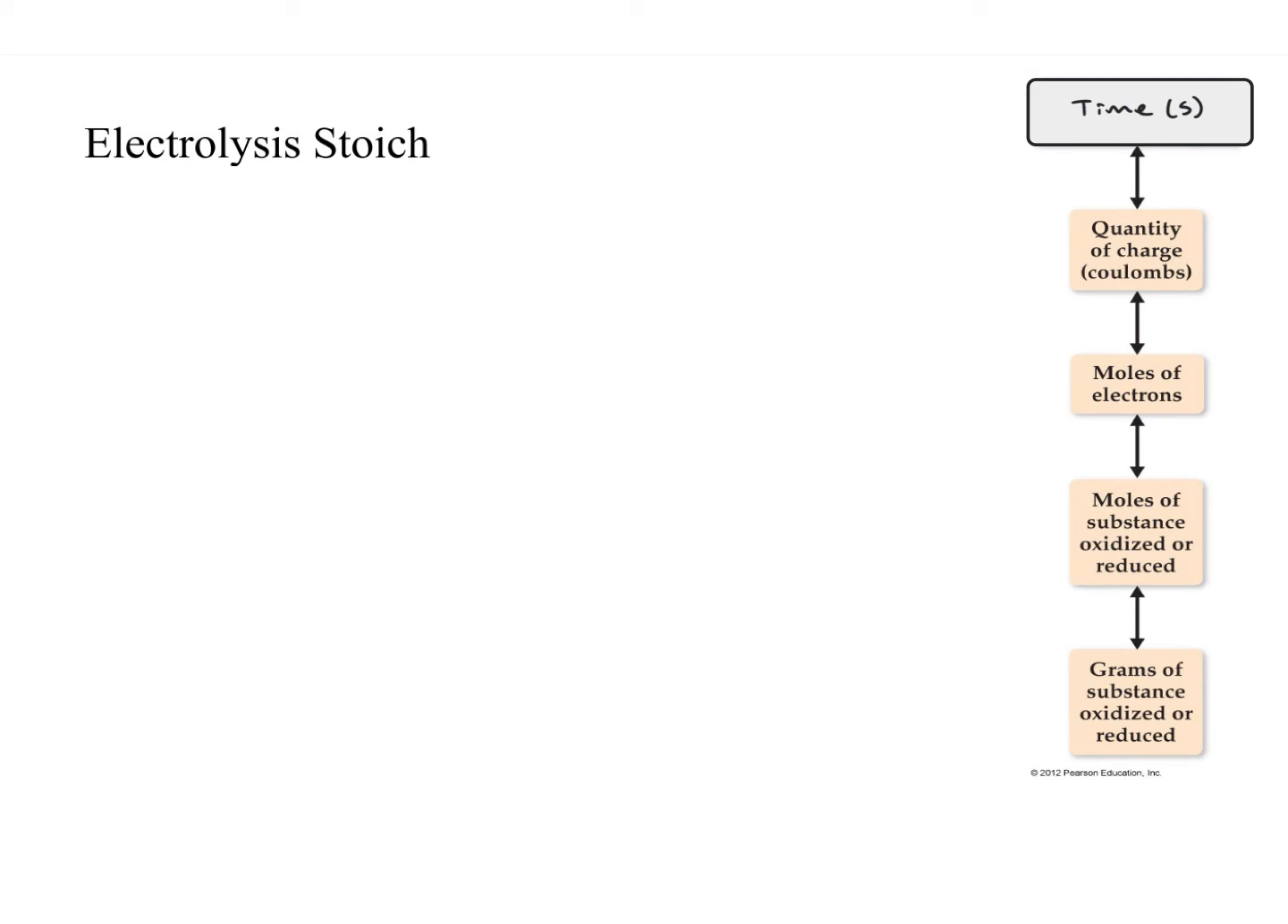So let's say that you run a high voltage power supply for like 60 seconds, and you want to know at the end how many grams of substance will you have plated after that time. Well, here are the steps that it would take. First of all, you have your starting number, time, in seconds. Now, how do you get from time to quantity of charge? Well, as we talked about, that requires you to know the amperage of the power supply.